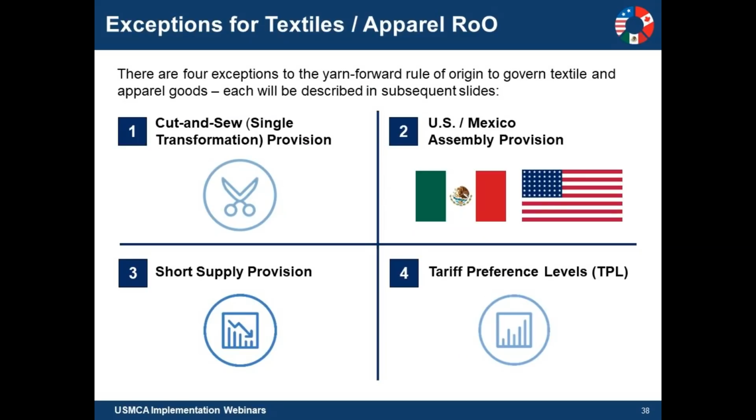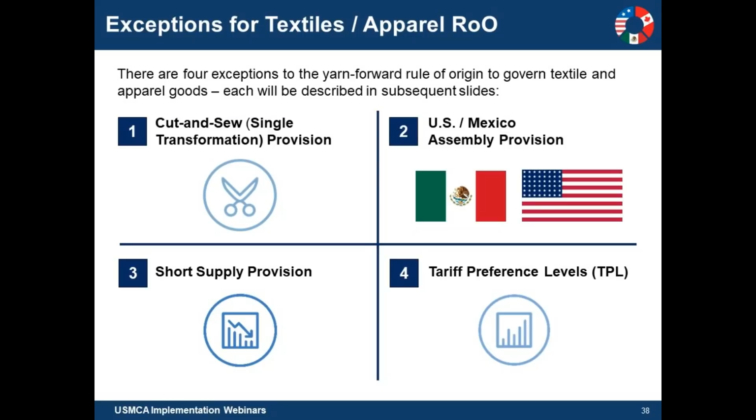There are 4 exceptions to the yarn forward and fiber forward rule of origin concepts that govern textile and apparel goods that allow for foreign input. The cut and sew or single transformation provision allows foreign-made fabric and or yarn to be used to produce an apparel or textile article. The cutting of the fabric or knitting to shape and sewing and or assembly of all of the components must occur in one or more of the USMCA countries.